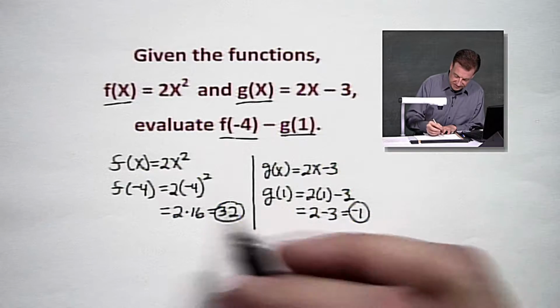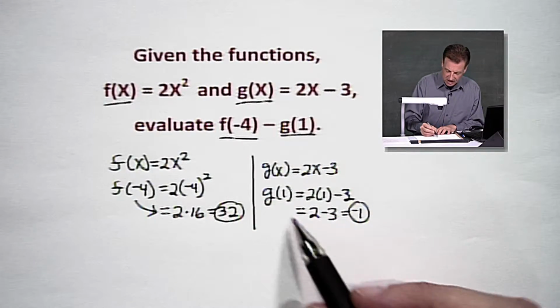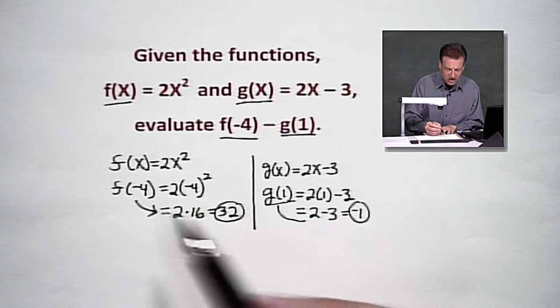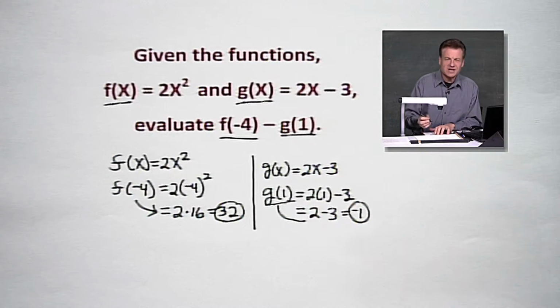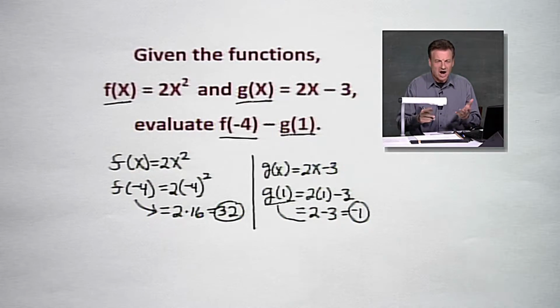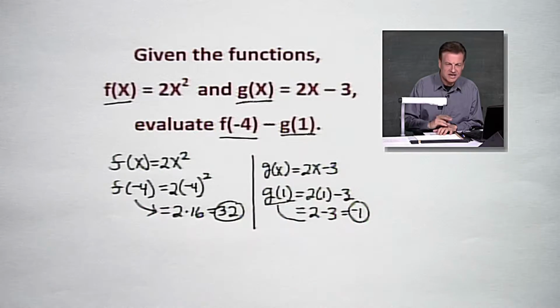So this is the value, f of 1 equals 32. Our g of 1, did I say f of 1? I'm sorry, f of negative 4 right there equals 32. And our g of 1 over here gives us negative 1. Are you saying, well, we're done? No. The problem says, let's take these two values and subtract them.